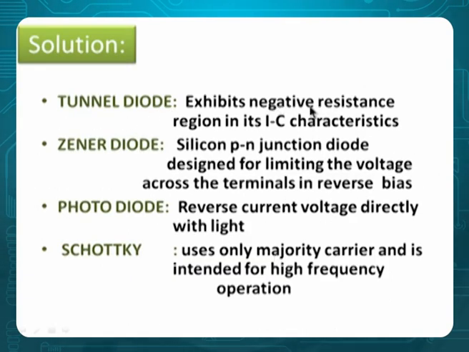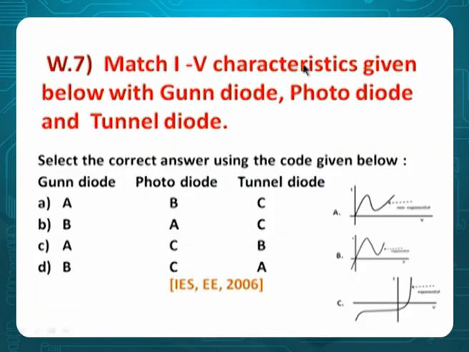Tunnel diode exhibits negative resistance region in its current-voltage characteristics. Zener diode, silicon junction designed for limiting voltage across the reverse bias, that means breakdown. Photodiode, reverse current varies directly with light. Schottky diode uses only majority carriers and is intended for high frequency operations. So this is what we mean by tunnel diode, Schottky diodes. Therefore the option is C.